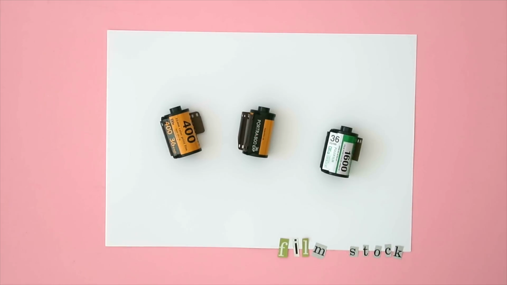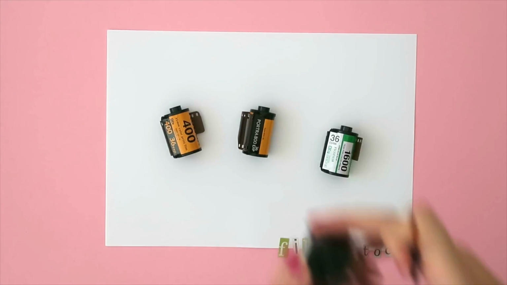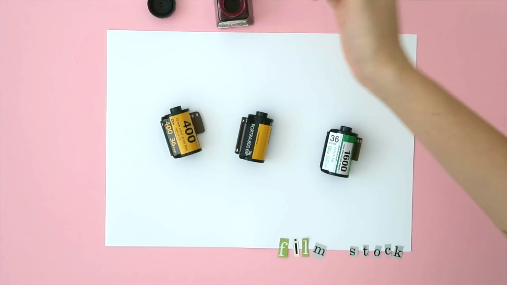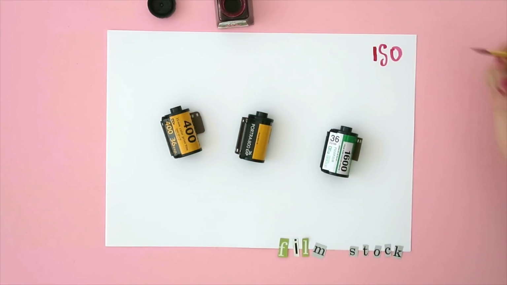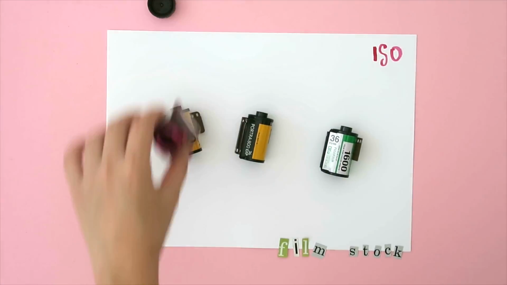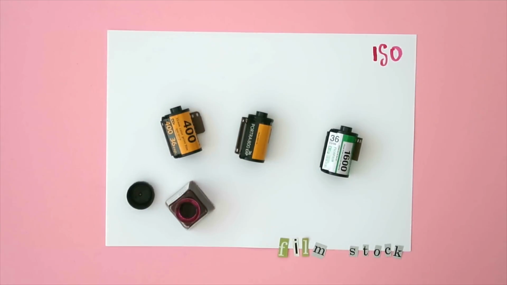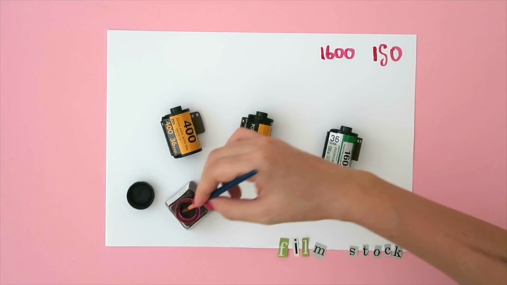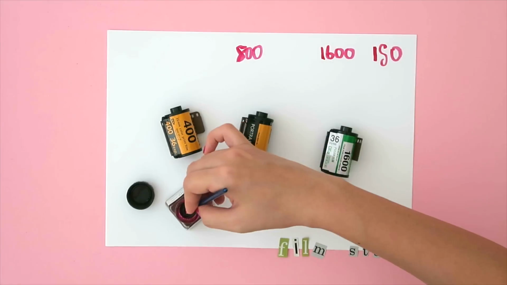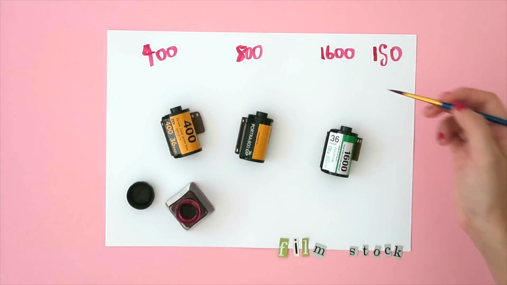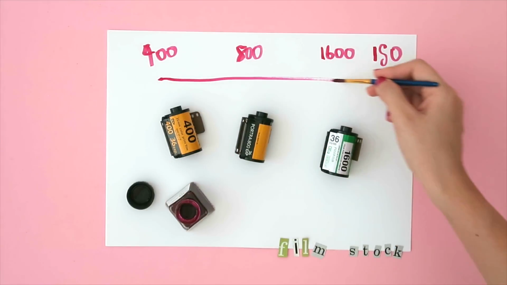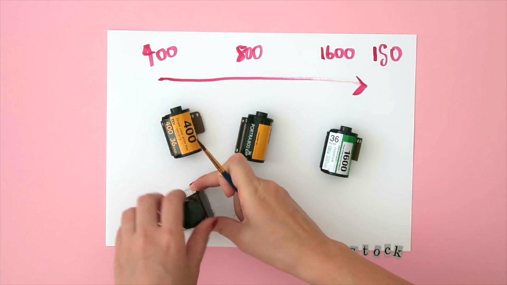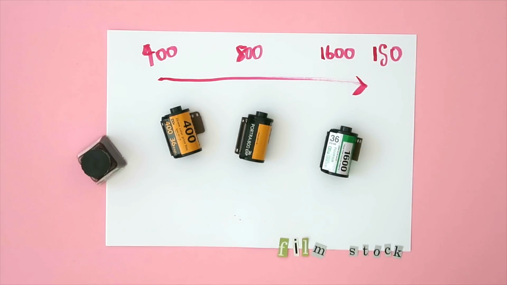I'm going to explain this to you with the help of my little paintbrush and my super cute ink thingy. So the numbers on the film canisters are the ISO. What does ISO stand for? It stands for something completely unrelated, but basically it is the speed of the film. In layman's terms, the numbers dictate what kind of lighting situation the film can shoot in and how much light is required. The higher the number, the better it can shoot in a lower light situation.